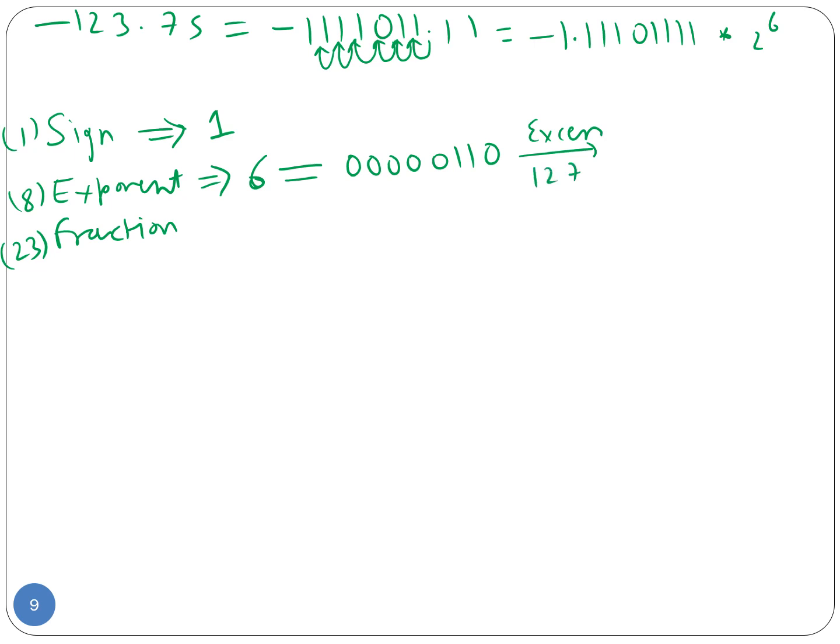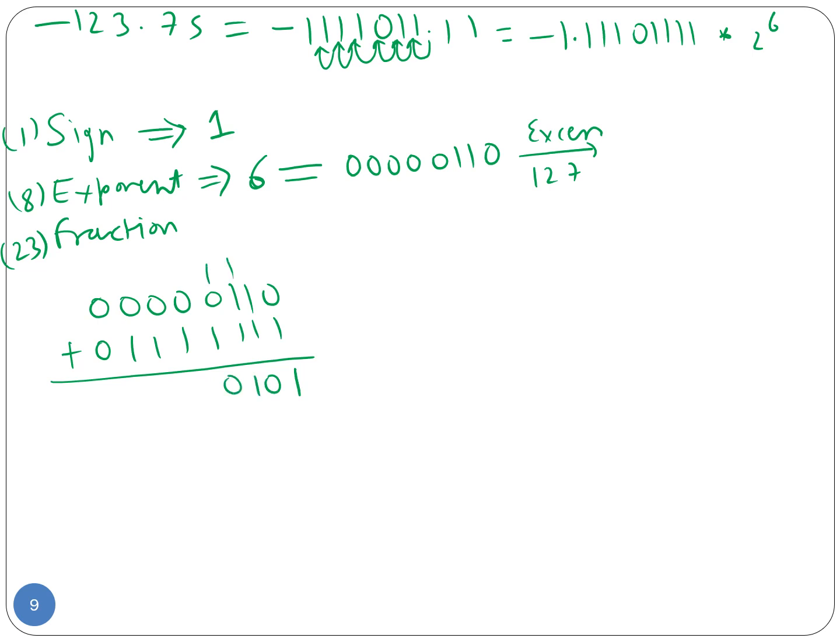So we do that here. Just add 127 to this bit pattern. So we get 00000110, adding 127, which is 01111111. We simply get the excess 127 notation. So this is our answer. So in the excess 127 notation, this is 10000101.